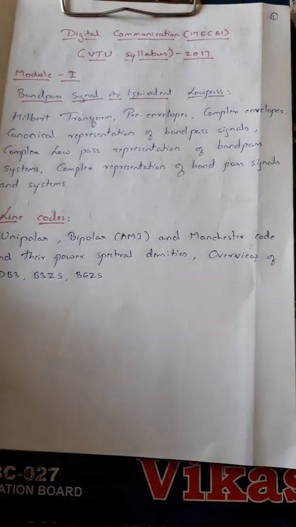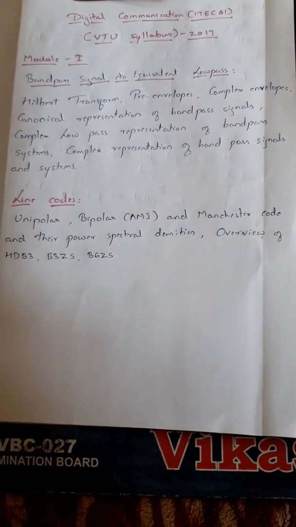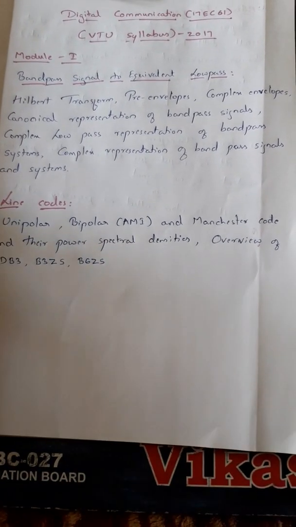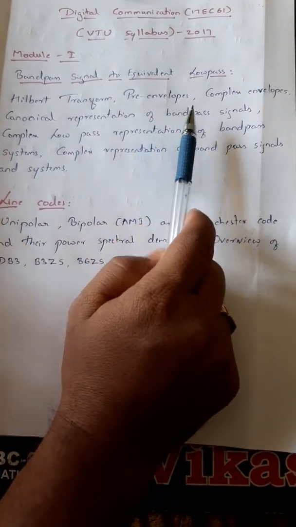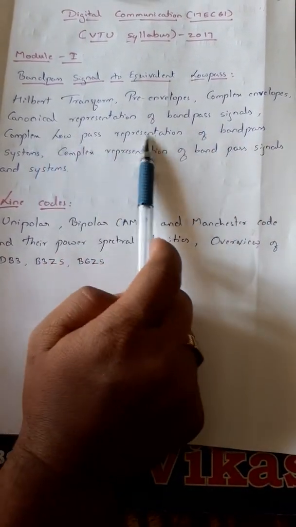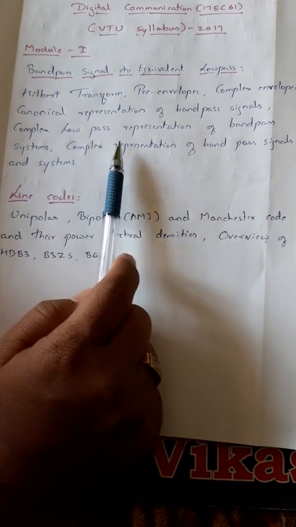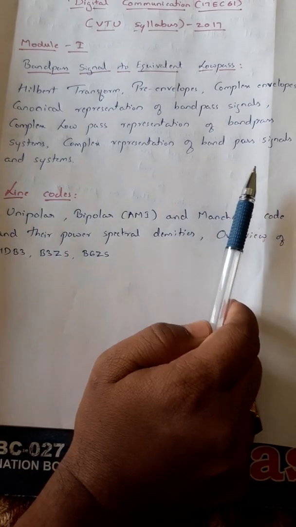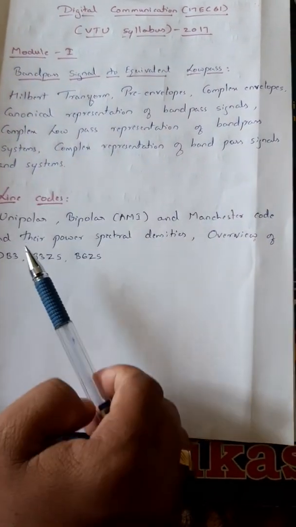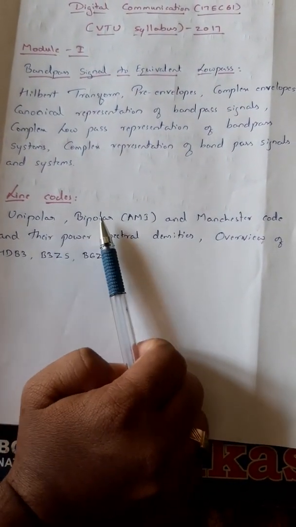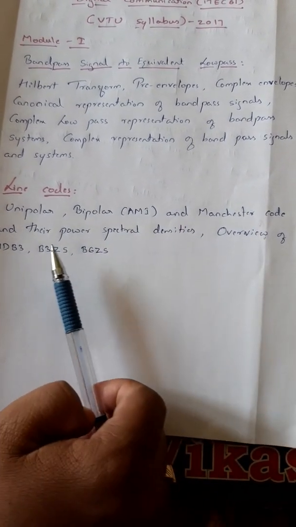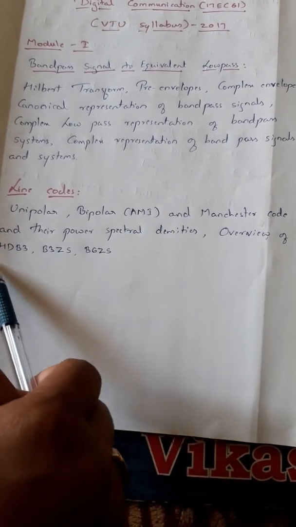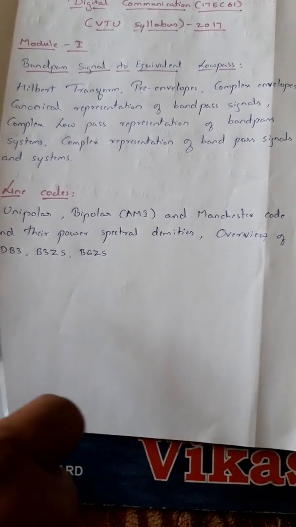that is bandpass signal to the equivalent low pass signal. So it contains the parts: Hilbert transform, pre-envelope, complex envelope, canonical representation of the bandpass signal, complex low-pass representation of a bandpass system, and complex representation of bandpass signals and systems. And in the second section, we're going to come across the line codes: unipolar, bipolar, Manchester code, and their power spectral densities, and an overview of some other codes, HDB3 and all those things. We'll see all those things.